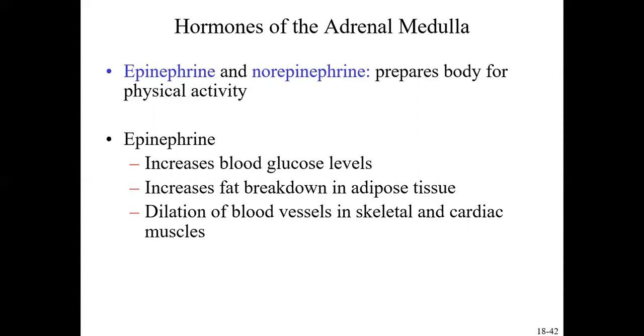Notice point number 2, that it increases fat breakdown in adipose tissue, the storage tissue for fats. And so this helps to break down some fats. What do you get when you break down fats? You get more energy. And so both of these are pointing to getting the energy that your body's going to need for physical activity. Then point number 3, notice that this hormone epinephrine helps to dilate or open up blood vessels that go to your skeletal muscles and to your heart muscle, your cardiac muscle. And so by having more blood flow to these areas, again, you're trying to help prepare the body for physical activity.